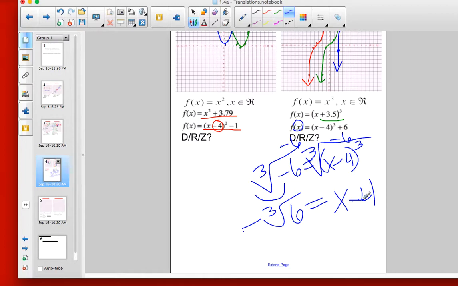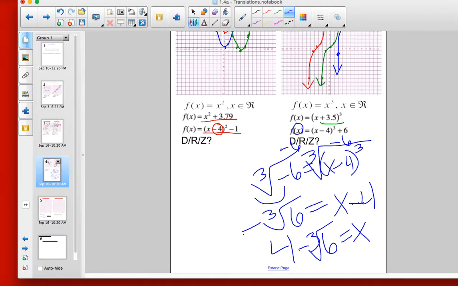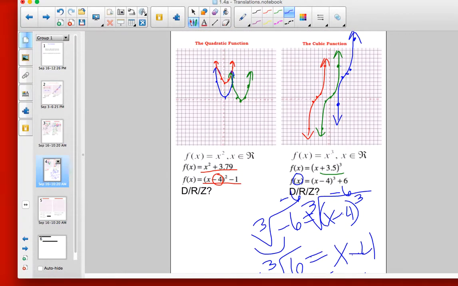And then your final answer is going to be 4 minus the third root of 6 equals x. Right, and that's literally that point in your graph. If we scroll back up, that point right there, well, I kind of missed it, but you get the idea. That x-intercept is literally the point 4 minus the third root of 6, right? That's the number you would get on your graphing calculator, but you wouldn't need to. We can do it algebraically.